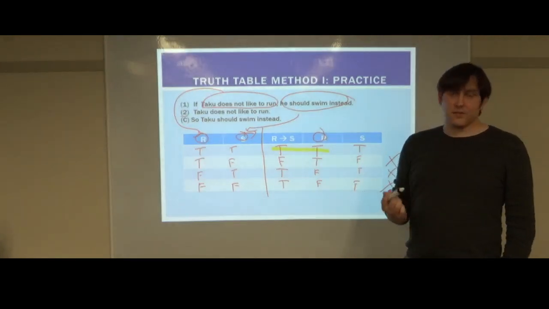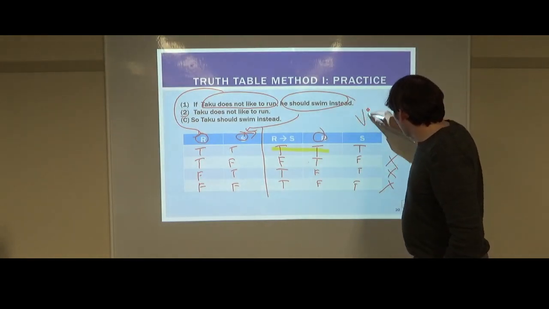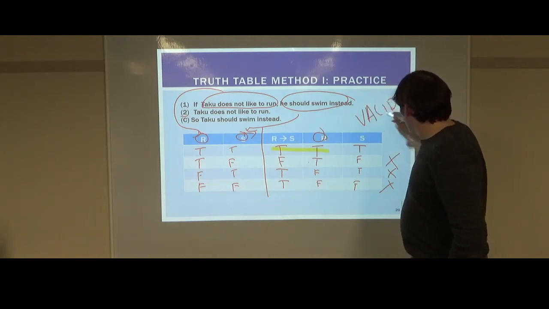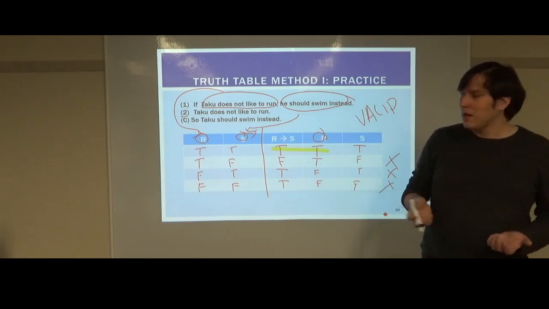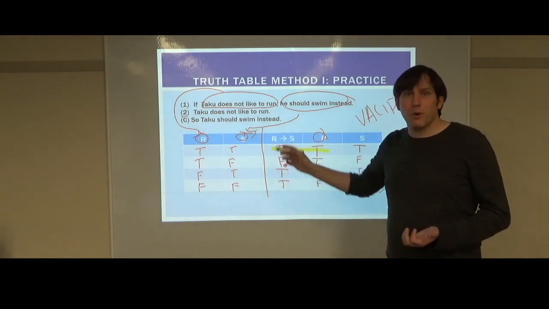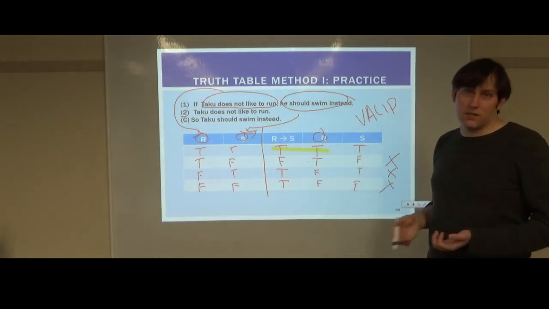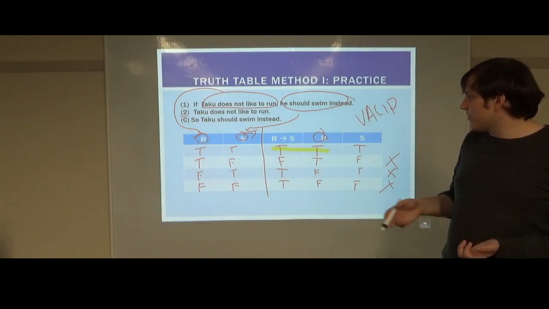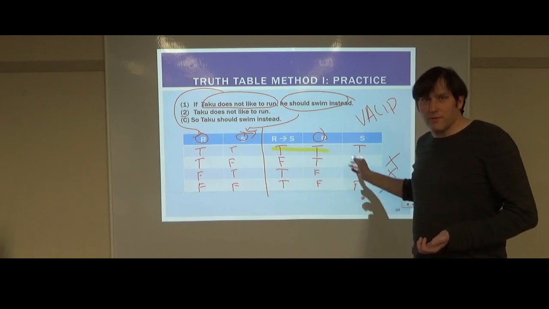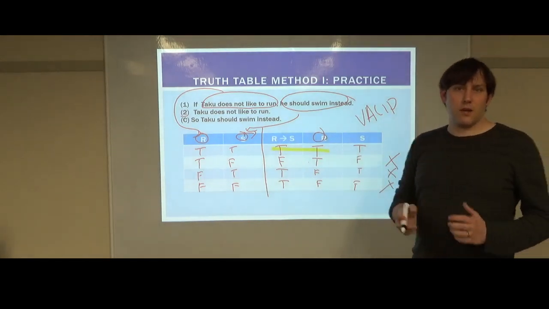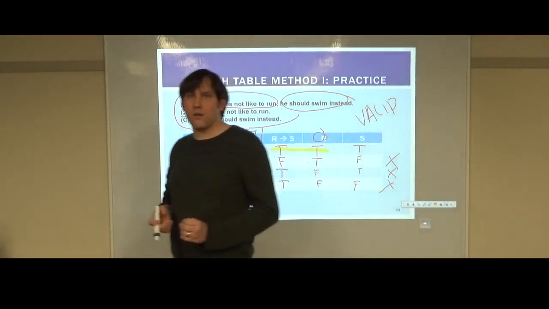The answer is yes. So, we have shown that this is a valid deductive argument, because we've shown that the only place where both premises are true, the conclusion is also true. There's no way to make both premises true with the conclusion being false. Okay, on to the next one.